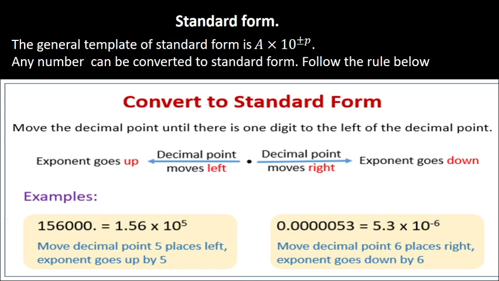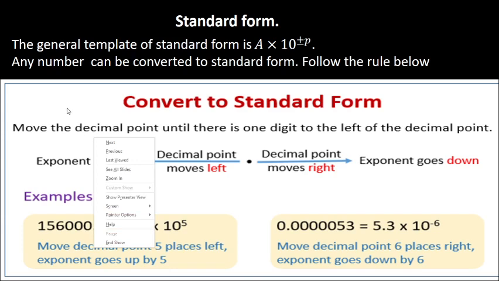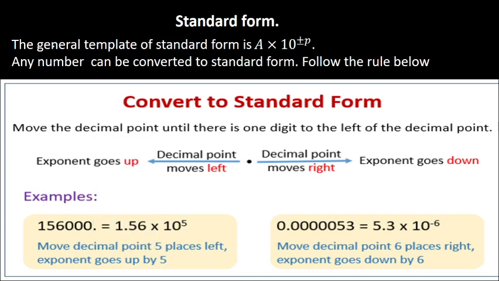Now, there is standard form here. What is the meaning of standard form? The general template for standard form is a number multiplied by 10 raised to power plus or minus any other number. A is any number, P is any number. Any number can be converted to standard form. Follow the rule below. This rule, I think you need to understand it.